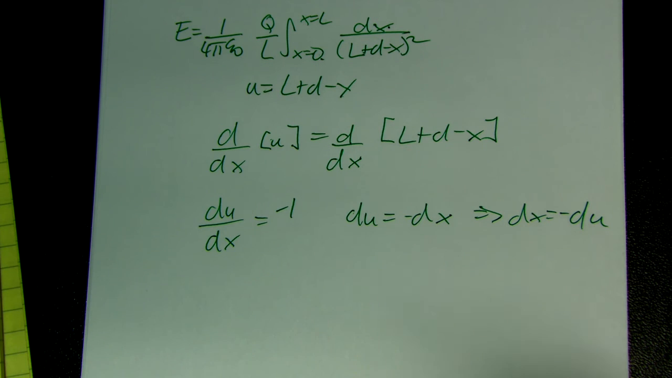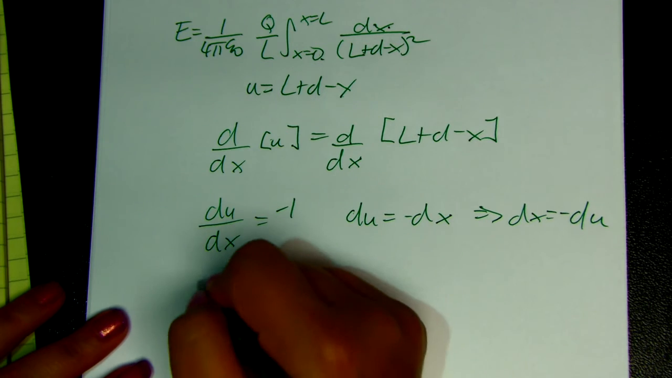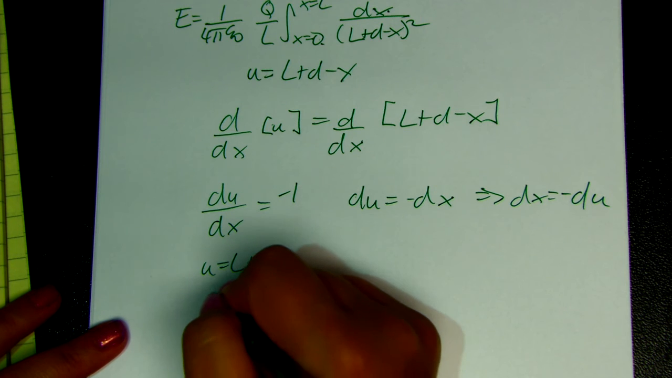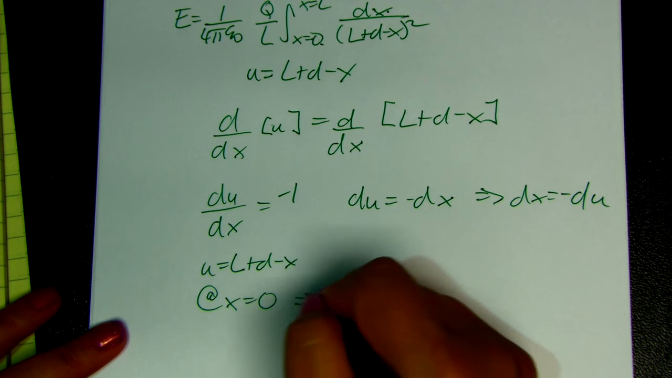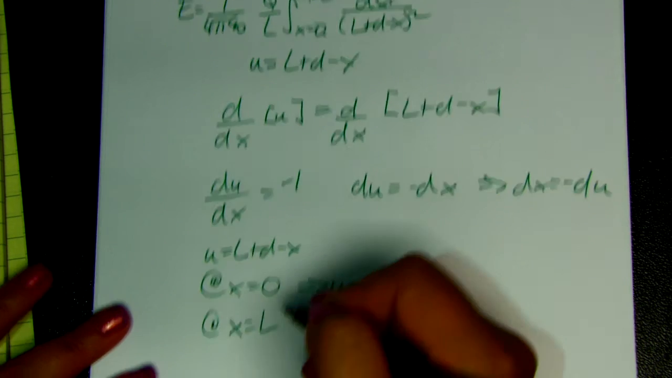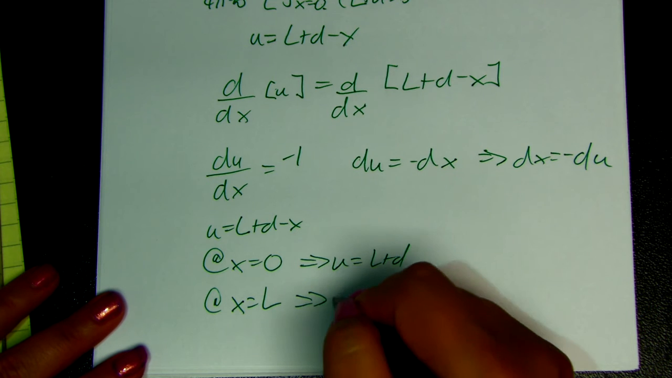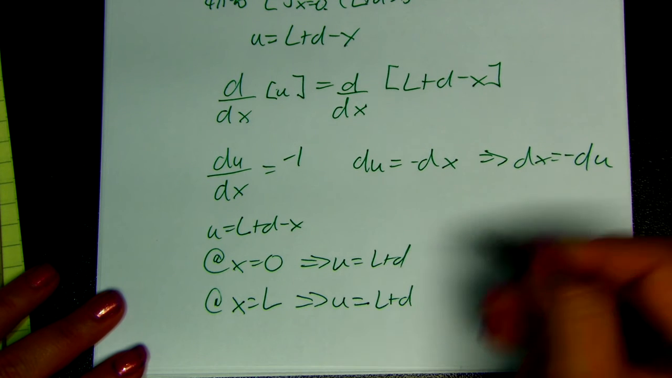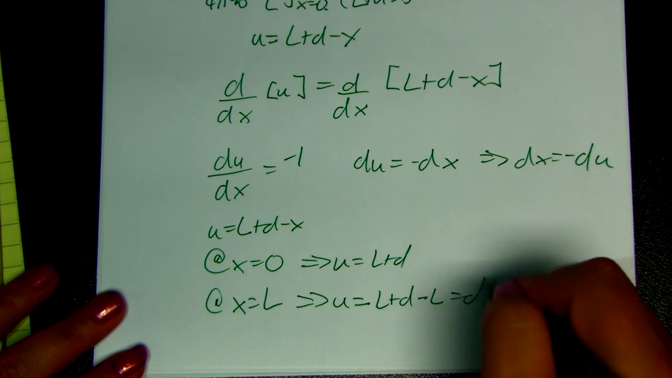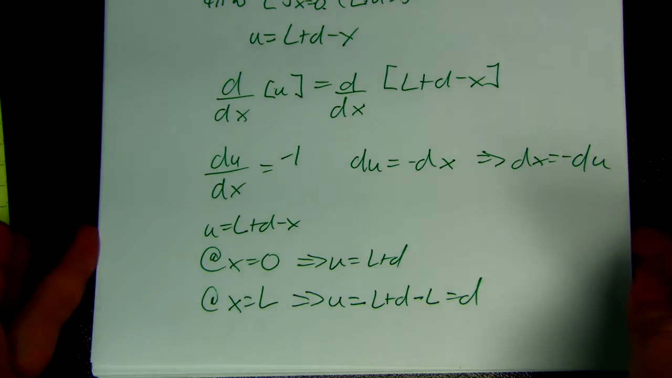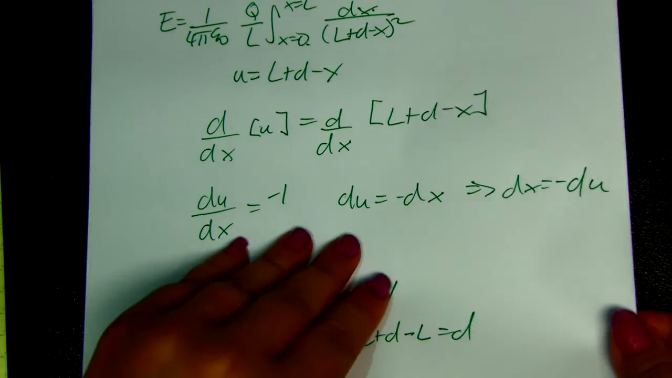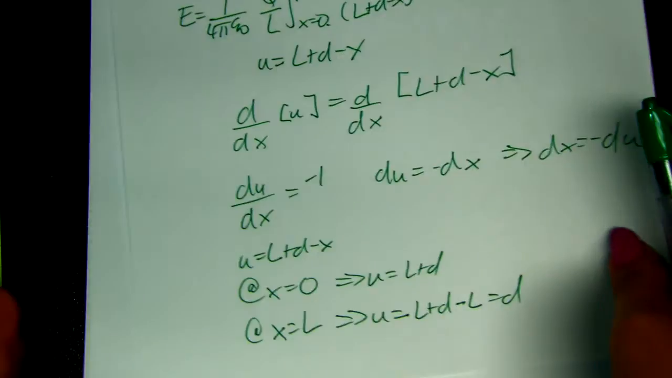So now we need to adjust the integration bounds. If u is equal to L plus D minus x, then at x equals 0, u is equal to L plus D, and at x equal to L, u is equal to L plus D minus L, which is equal to D. Okay, so now we have everything in terms of u in the integration argument, so we can go ahead and plug that in.